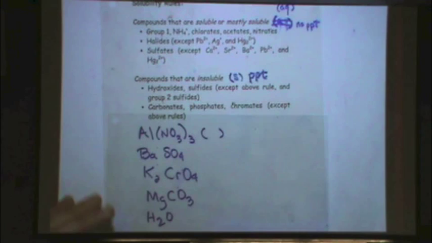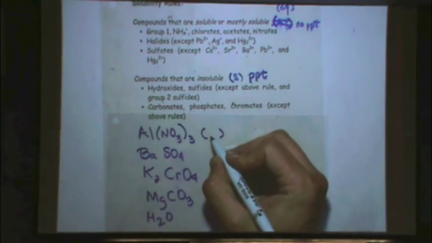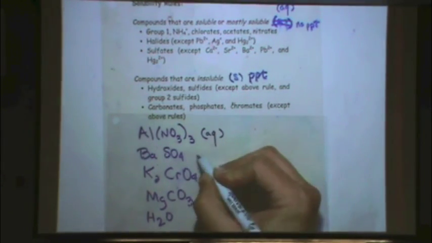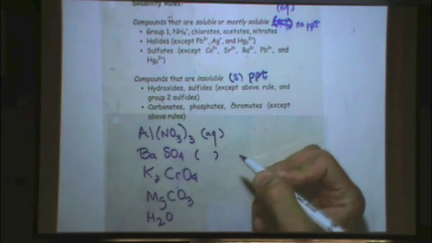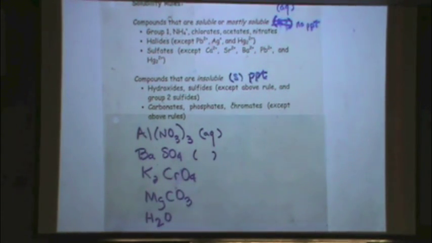Alright, that's good enough. First one, will it precipitate, yes or no? No, so it'll be soluble or aqueous according to which bullet, 1 through 5, which one? 1, according to the first bullet, that one's aqueous. It will not precipitate, it is either soluble or mostly soluble. Okay, let's take a look at the next one.